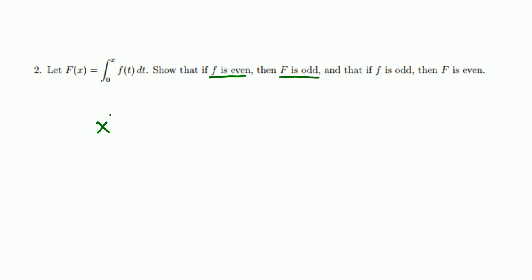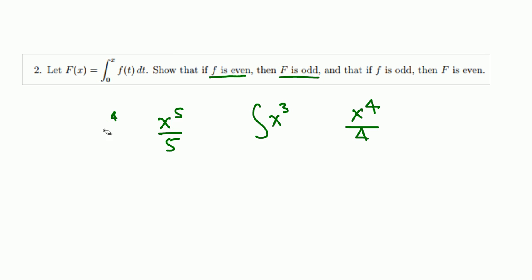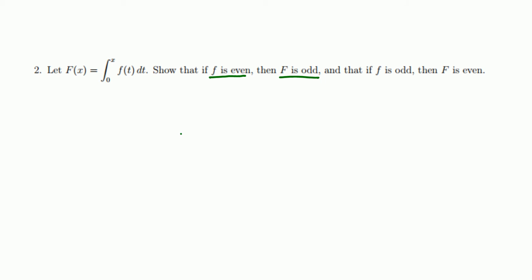Suppose your function is an even function like x to the 4th. If you integrate, then we get x^5 over 5. So this is an even function. Integrate, you get an odd function. Other way around, if you start with any odd function and integrate, you get an even function. Okay, that's what we are trying to prove in general. What I showed you is just a particular case.